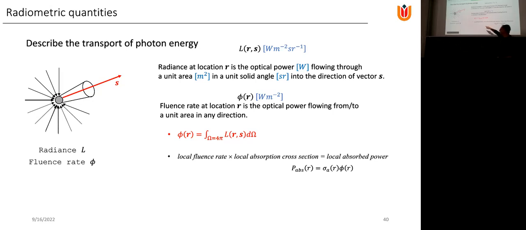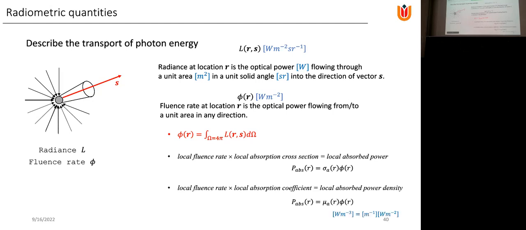So if you would be able to calculate the local fluence rate in the tissue, you would multiply it with the absorption coefficient at that location. What you then calculate is the local absorbed power. So the absorption cross section has units of square meter. If you multiply it with the fluence rate, watt per square meter, you get absorbed power. If you multiply the local fluence rate with the absorption coefficient, you get the local absorbed power density, watt per cubic meter. The absorption coefficient has units per meter. The fluence rate has watt per square meter, so you end up with watt per cubic meter.